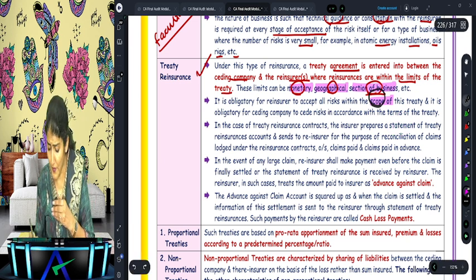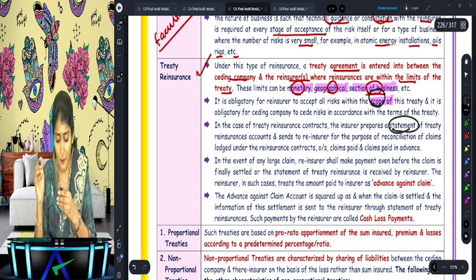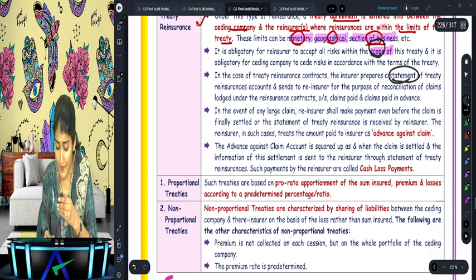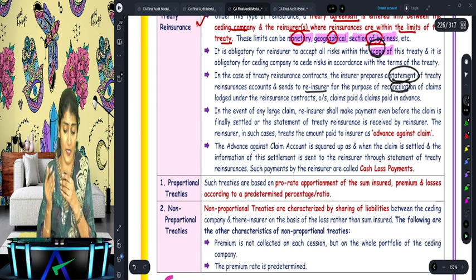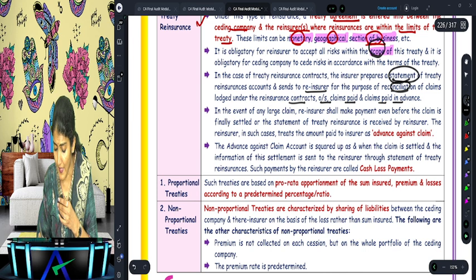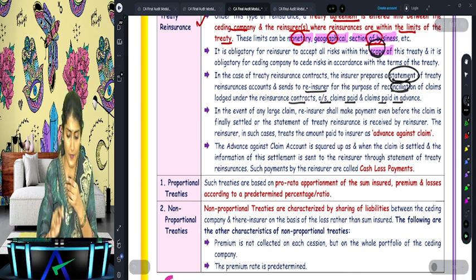Now, is the scope determined? Yes. Based on the scope, they will prepare a statement of the treaty reinsurance contract and send it to the reinsurer for the purpose of the reconciliation of the claims lodged under the reinsurance contract, the outstanding claims paid, and the claims paid in advance. Right? So, what does it say?